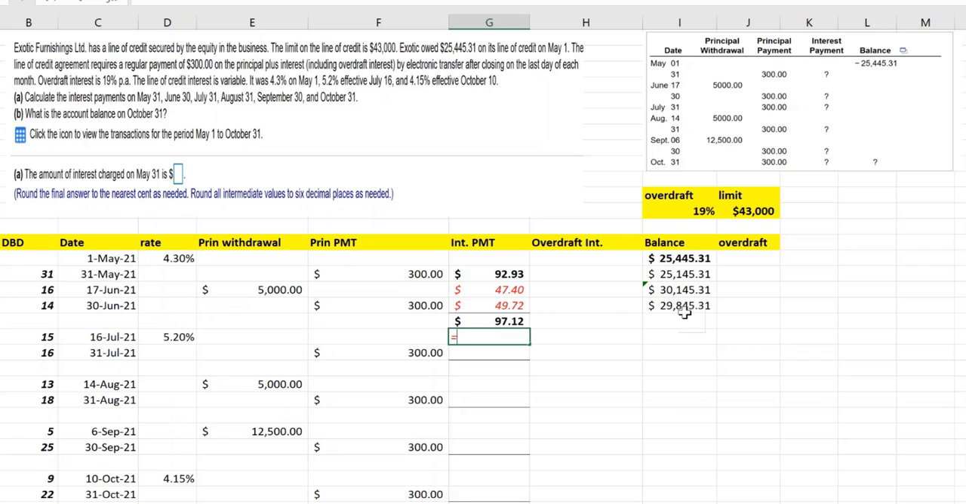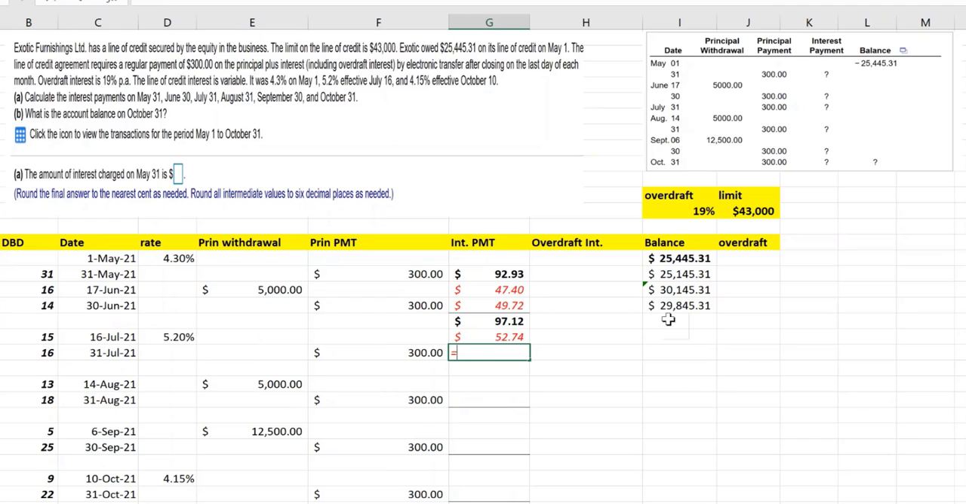Equals the last balance times 4.3% times 15 days divided by 365. $52.74 is built up to July 16th. The next date is July 31st, 16 days later, at 5.2%. And that's a statement date.